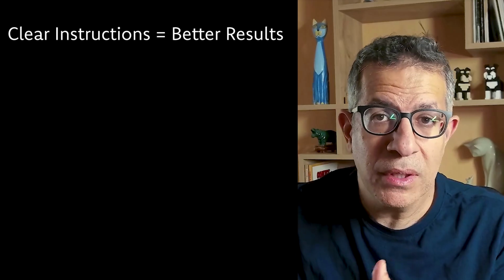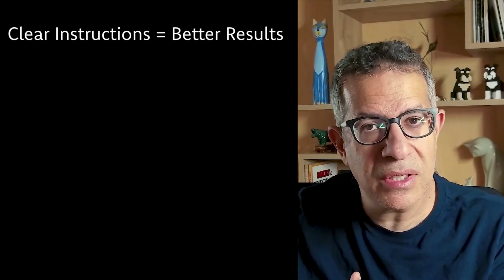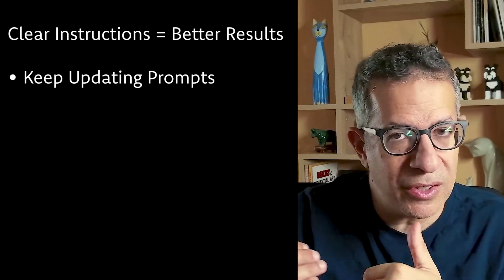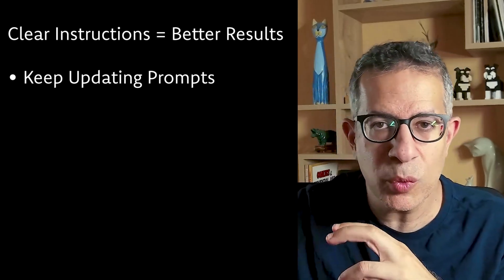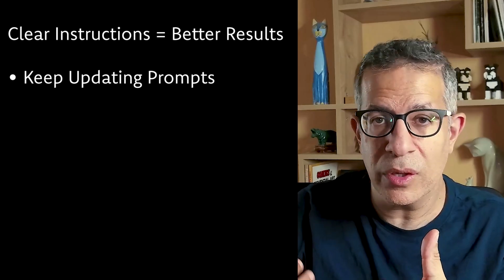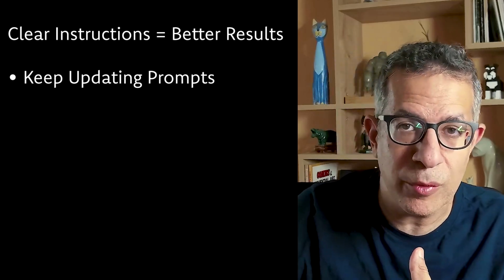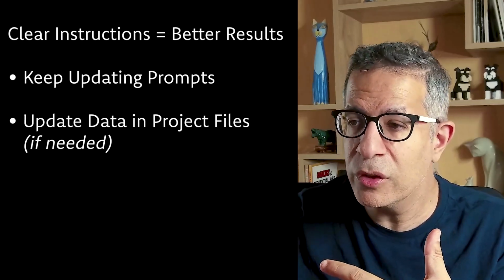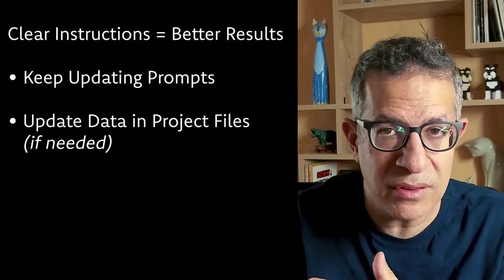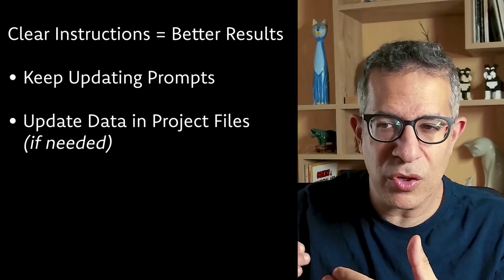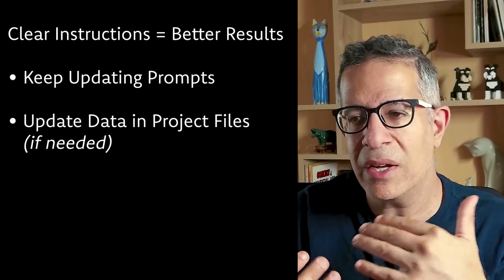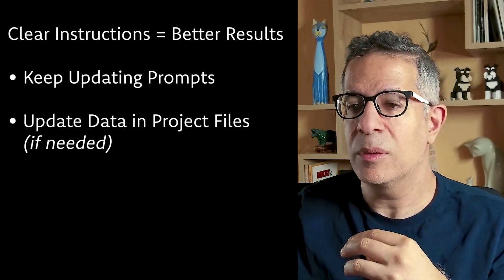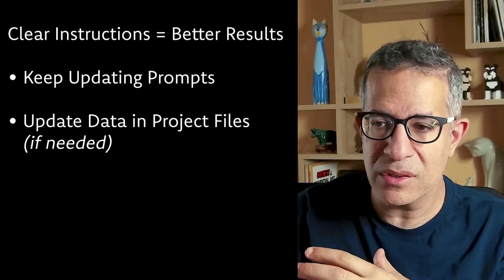So to wrap up, clear instructions equals better results. Keep your prompts updated. So in your instructions, if you see that you want to tweak something, go back in there and tweak it. Your prompts are key to improving the quality of responses you get from ChatGPT. And also in your project files, make sure that you're paying attention to maybe your data being outdated, or it's constantly referencing the same kind of information. Maybe you need to update those files as well because it's affecting the response in some way.